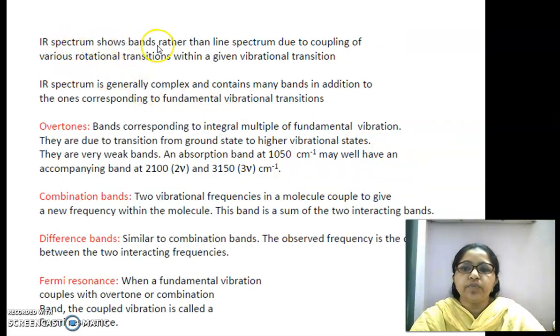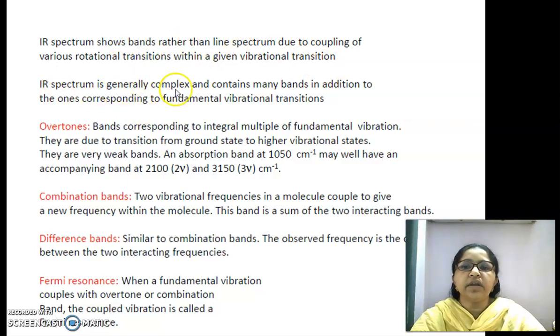IR spectrum shows bands rather than line spectra due to the coupling of various rotational transitions. Rotational means you are going to the next energy, that is microwave. Now when you are giving more energy, automatically the lesser energy also comes into it. Okay, so whenever there is a vibrational transition, there is automatically a rotational transition also. Rotational transition is in the range of microwave frequency. So vibrational transition is happening, and accordingly rotational transition is also happening.